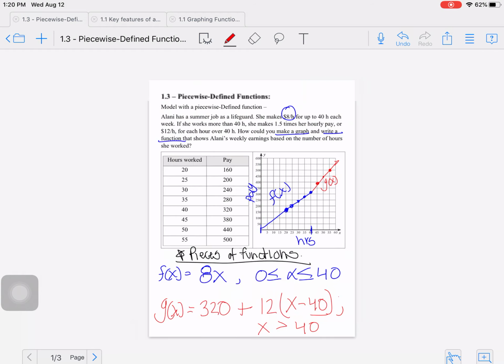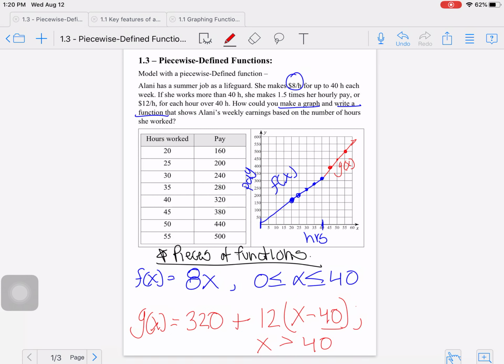Okay, so that is a piecewise function. In the next lesson, we're going to go over how to graph it.